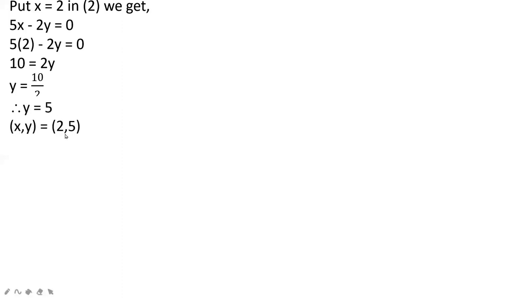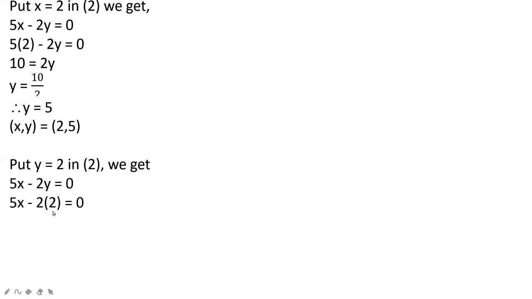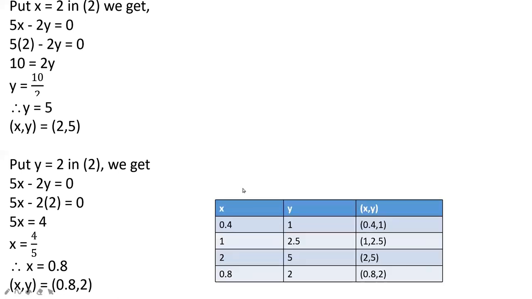And our x comma y is 2 comma 5. And we will substitute y as 2. So we get 5x minus 2 into 2, 4. 5x is 4. So x is 4 by 5. So x is 0.8. So we get x comma y is 0.8 comma 2. So we found 4 x comma y values for our second equation as well. That is 0.4 comma 1, 1 comma 2.5, 2 comma 5, 0.8 comma 2.